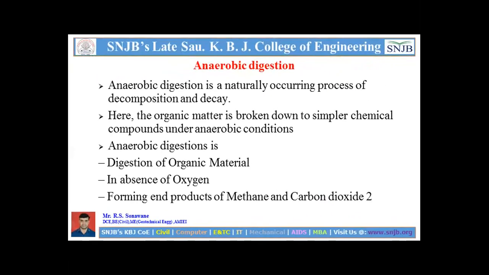Anaerobic digestion is a naturally occurring process of decomposition and decay. So just discuss it.